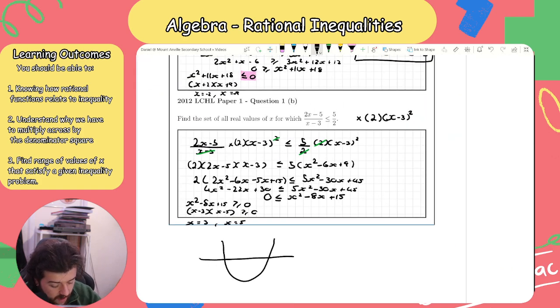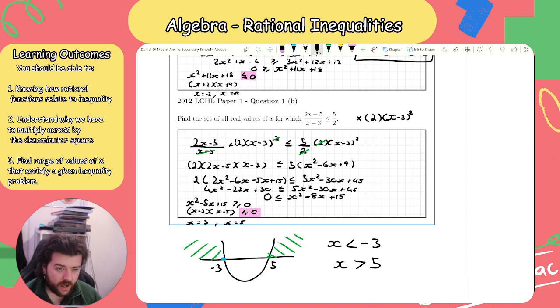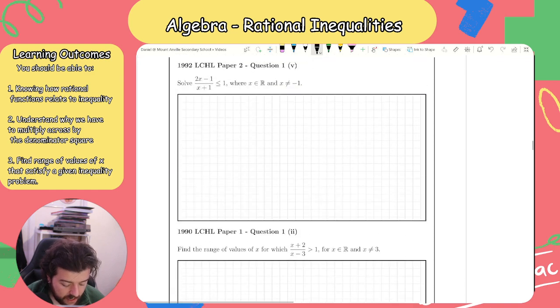Sketch out my quadratic here. So 3 is going to be my leftmost one here. 5 is going to be my rightmost one here. I'm looking for the values greater than 0. So I'm looking for these values. So I'm going to have here x is less than minus 3 and x is greater than 5. And it's actually greater than or equal to, so less than or equal to minus 3, greater than or equal to 5. Right? Yeah, 2 more questions left.